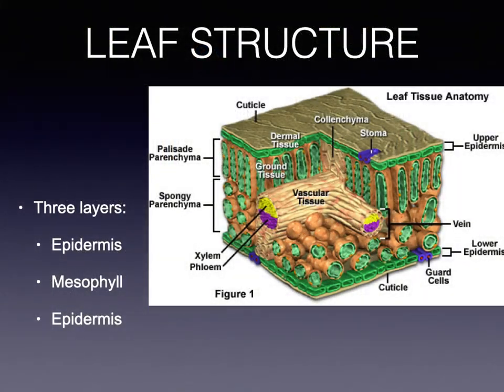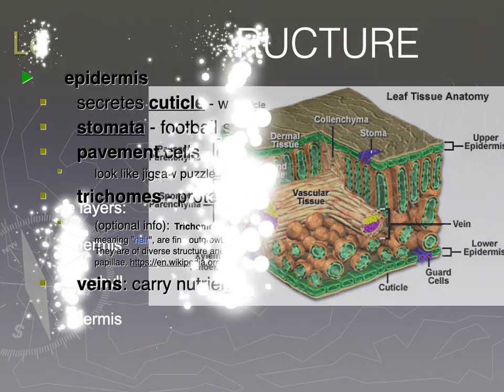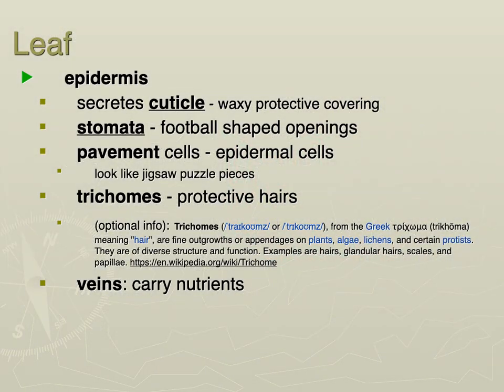To understand how plants work, you need to understand the structure of a leaf. The leaf has three layers: an epidermis, a mesophyll, and another layer of epidermis. The epidermis secretes a cuticle. It's a waxy protective covering. And they also have these little stomata, which are football-shaped openings that let water vapor out, carbon dioxide in, and oxygen out.